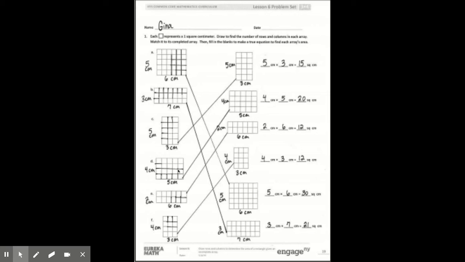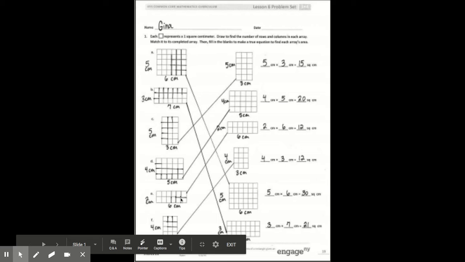And then if we go to D, again, draw in the missing parts, and we'll find that one side has 4 centimeters, the other has 5. Draw the line to the matching tiled rectangle, again, 4 centimeters and 5 centimeters. So you've got 4 centimeters times 5 centimeters equals, so if we count by fives 4 times, 5, 10, 15, 20, we'll find that that is 20 square centimeters.